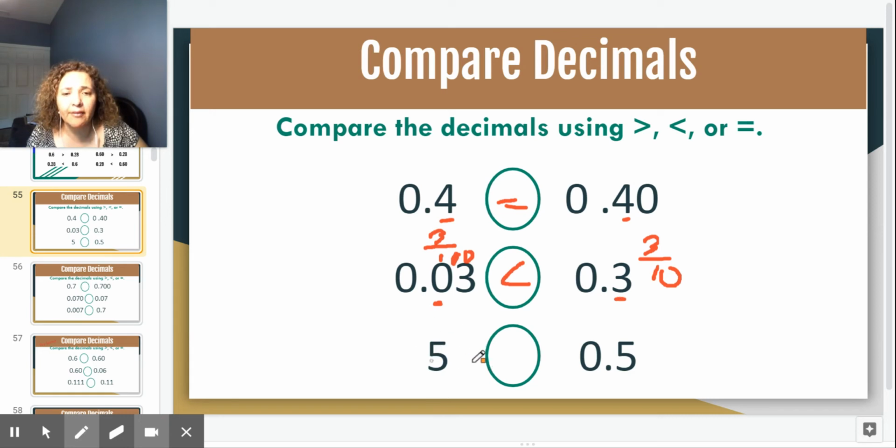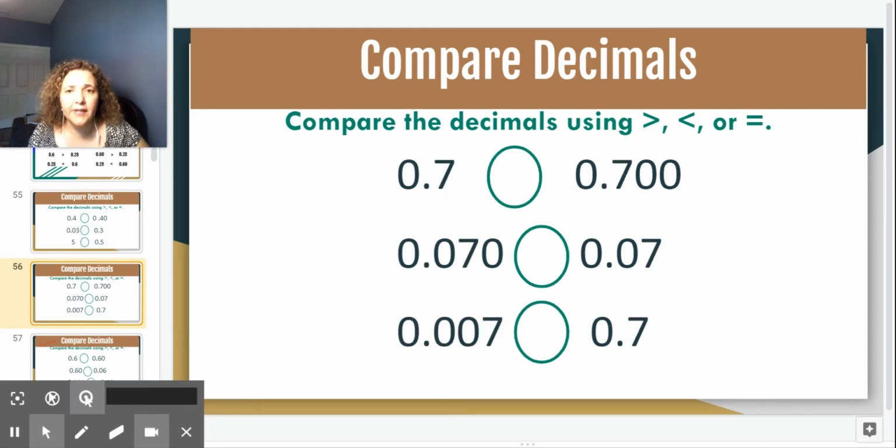All right, so let's compare this one. I have 5. Notice I don't have a decimal, so that means I have 5 wholes. So what's bigger, 5 whole things or 5 out of 10? Well, obviously, 5 whole things is bigger. So don't let it throw you off. There's no decimal, so it's 5 wholes and 5 tenths.